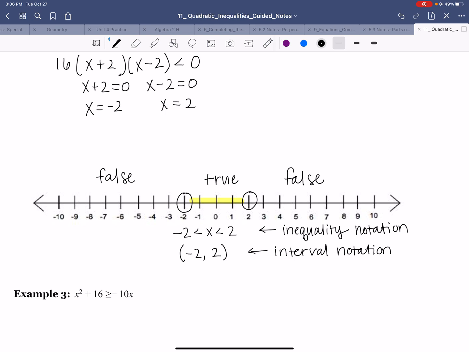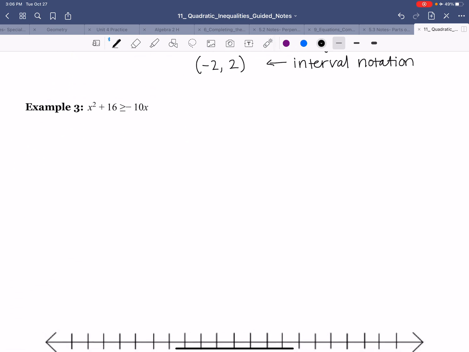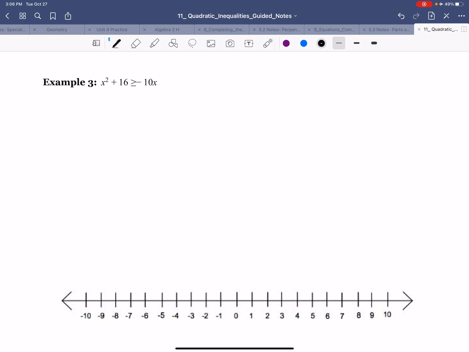All right, let's go look at example number 3. So again, step 1, move it all to one side. So we're going to get x squared plus 10x plus 16 is greater than or equal to 0. Step 2, factor and solve this. So I'm looking for what multiplies to give me 16, adds to give me 10. So hopefully you guys are all thinking 8 and 2, positive 8, positive 2. So when this factors, we're going to get (x plus 8)(x plus 2) is greater than or equal to 0.